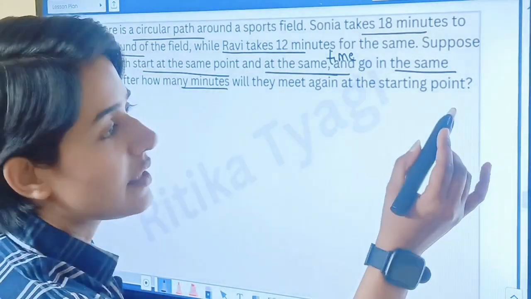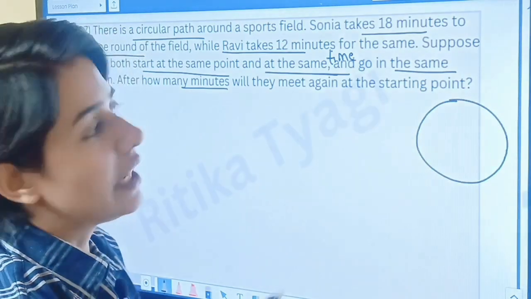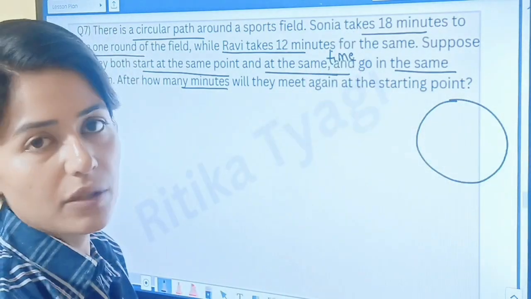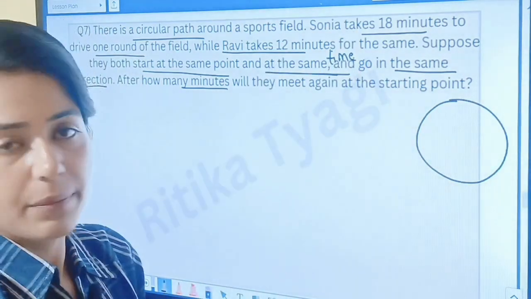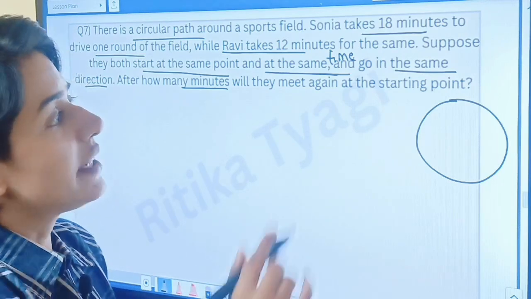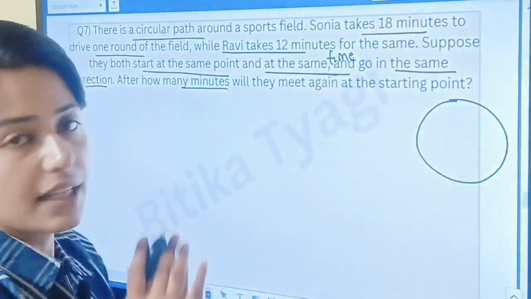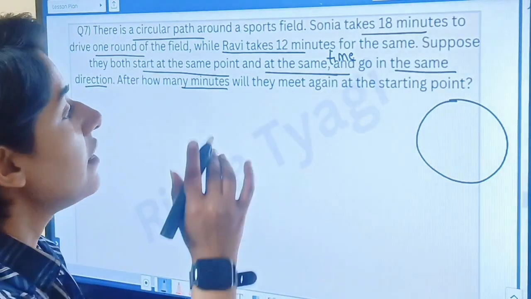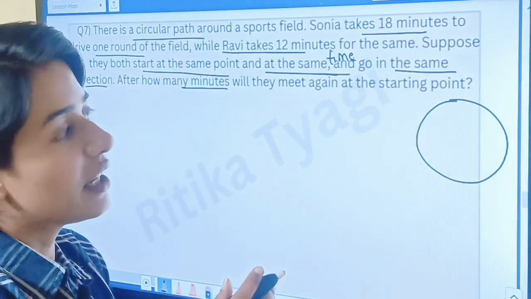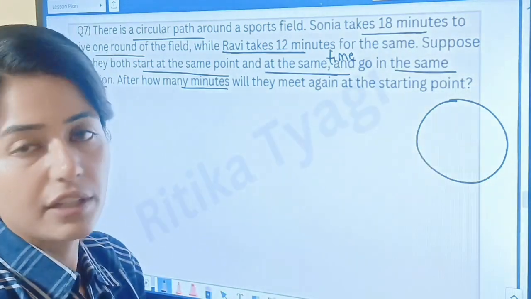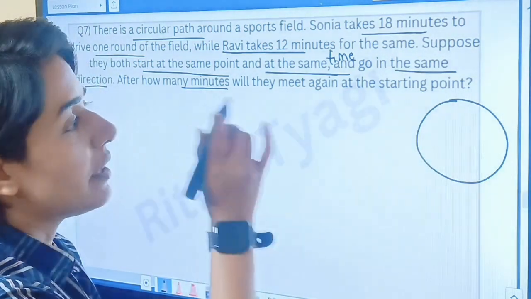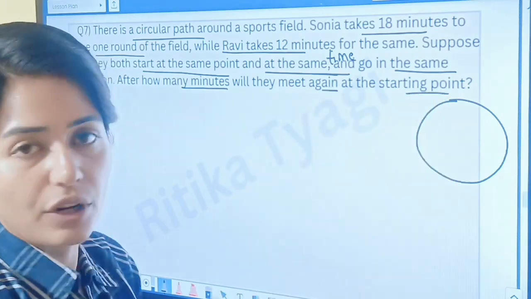Here is a circular path. In this circular path, Sonia takes 18 minutes and Ravi takes 12 minutes. Both start at the same point, same time and in the same direction. We have to find in how many minutes they meet again at the starting point.